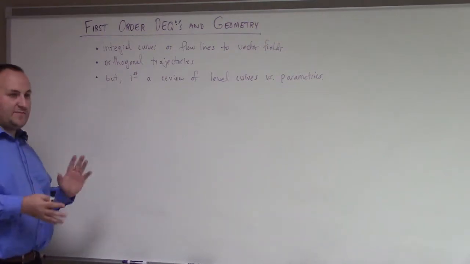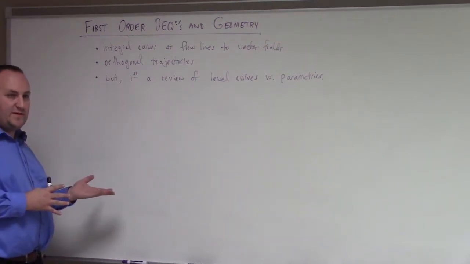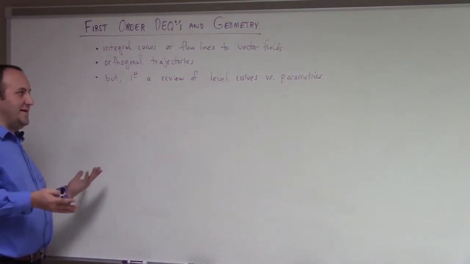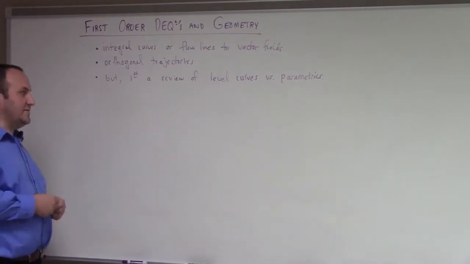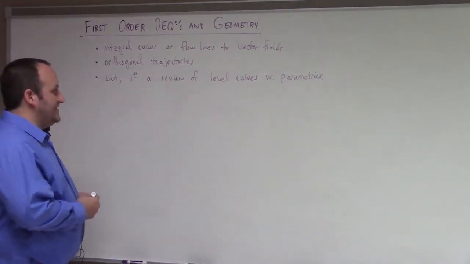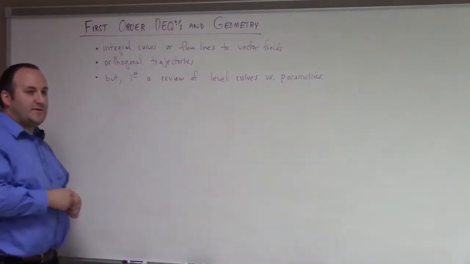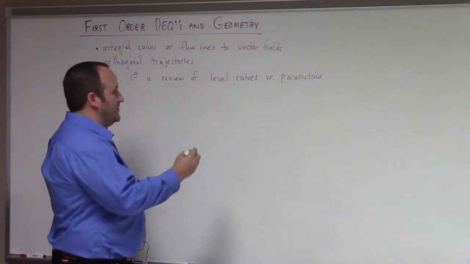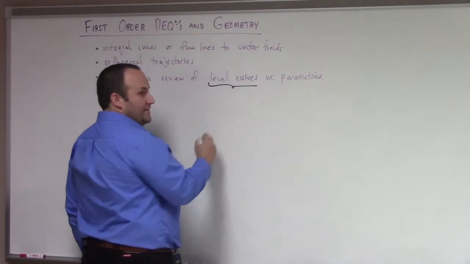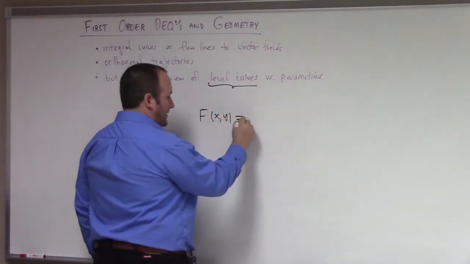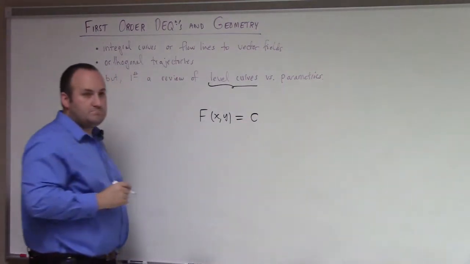level curves versus parameterizations of level curves, because I think it's something that you forget about. We need to revisit how this whole thing ties together. So I'm going to start with talking about level curves and parameterizations of level curves and their calculus. So what's a level curve? Something like f of x comma y equals a constant, right?